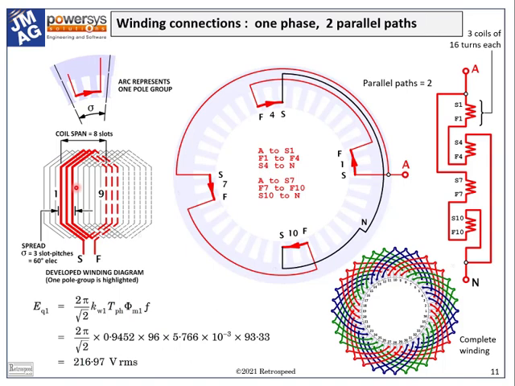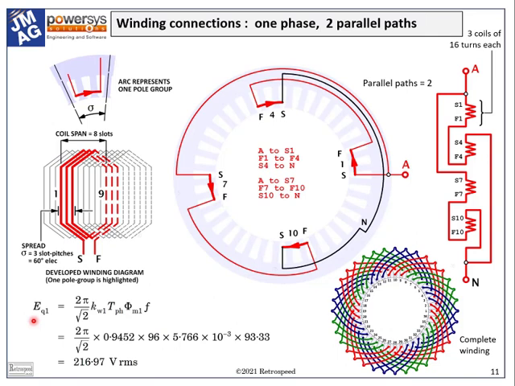But since the flux per pole is 4.95% higher than that of the induction motor, we can reduce the number of turns per coil to 16. So 16 divided by 17 multiplied by 1.0495 equals 0.9878. So we can expect a slightly lower EMF and a slightly higher current.